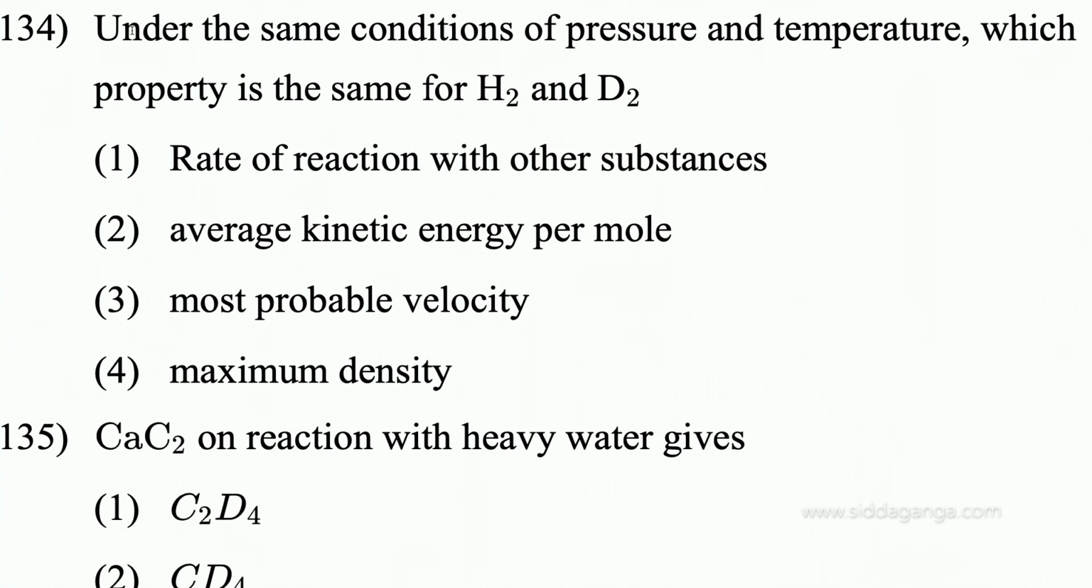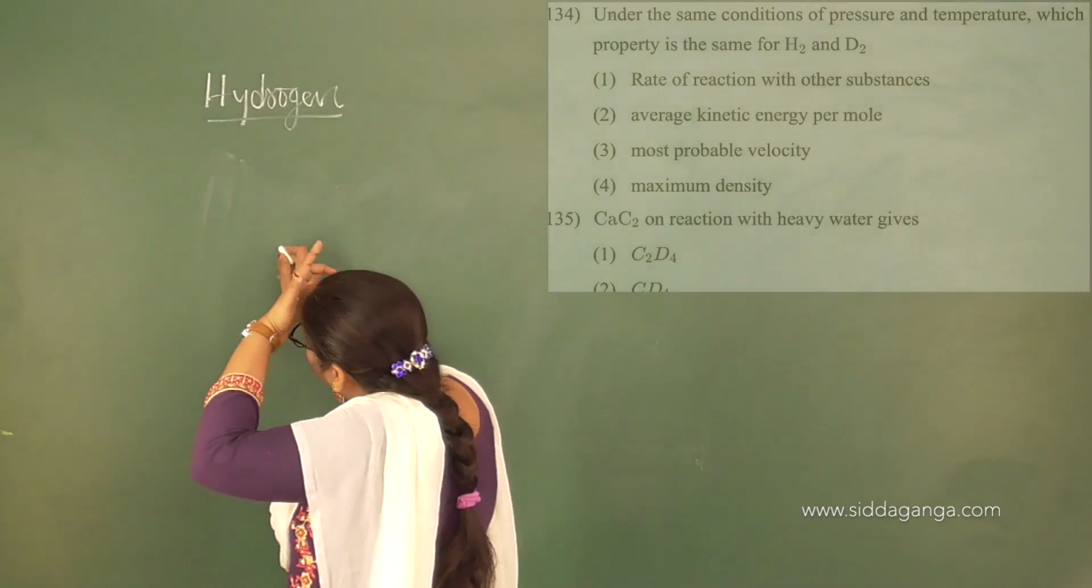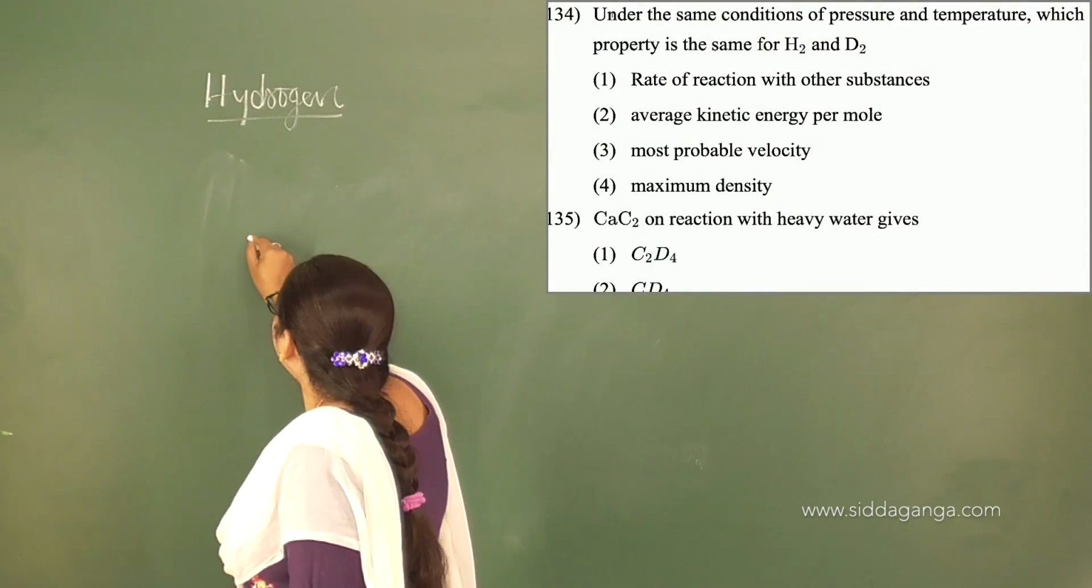Under the same conditions of pressure and temperature, which property is the same for hydrogen and deuterium? Options are rate of reaction with other substances, average kinetic energy per mole, most probable velocity, maximum density. The answer is option 2, average kinetic energy per molecule.